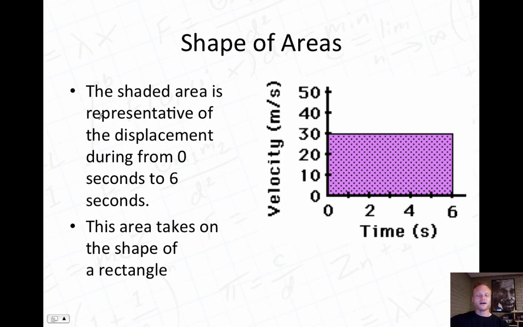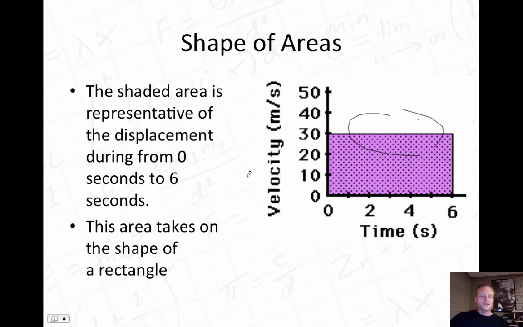Here is a velocity versus time graph. You'll notice, is this object accelerating? The answer is no. How do I know that? Because this line here is flat. It's staying at 30 meters per second from time 0 to time 6. So there's no change in velocity. But this pinkish or purple pinkish color, whatever you want to call it, with dots in it, that is the area under the graph.